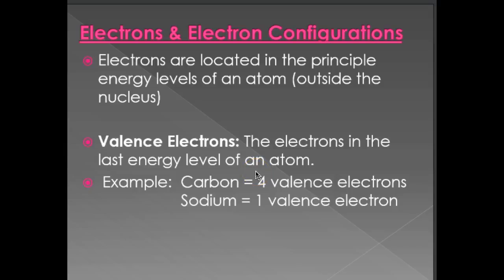So for example, if you look at carbon, and we look at the numbers for the electron configuration in the bottom left of the box on the periodic table, we'll see that the last number is 4 because it says 2-4. The 4 would be the valence electrons. If you look at sodium, Na, number 11, the electron configuration is 2-8-1. Since the last number is 1, it has 1 valence electron.